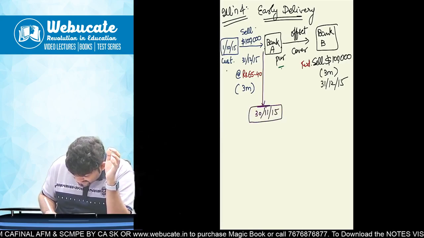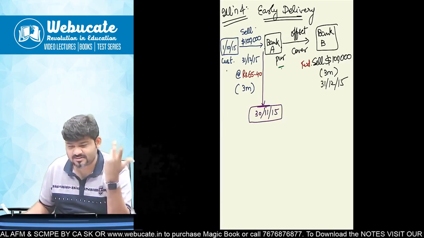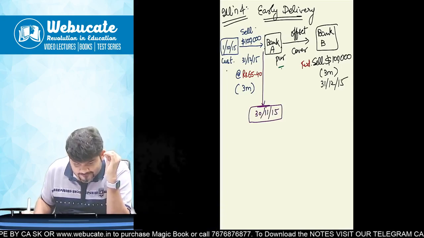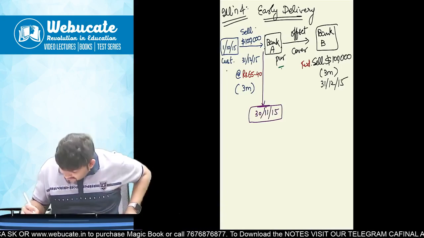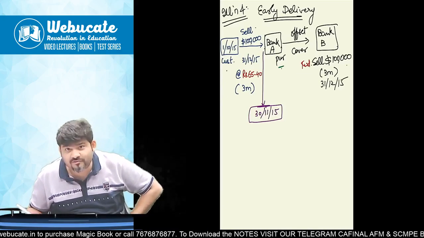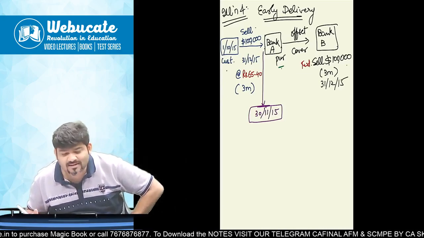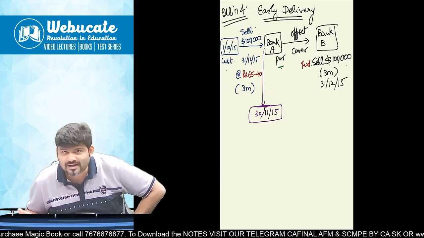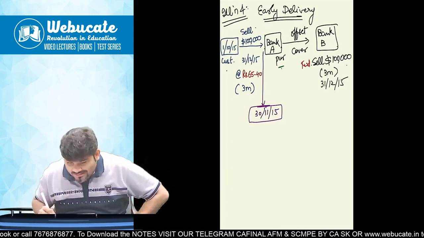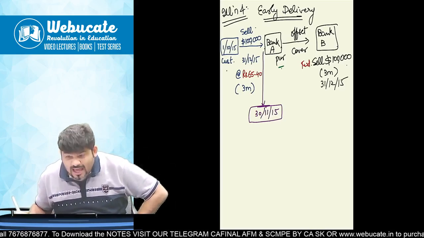And he says, please, take delivery. You can't do anything. Vani is asking, sir, what is the forward rate at which bank A will sell? What is the forward rate of forward sell? They have not given. Can't help. It's okay. Okay. Chalo. Now, on 30th November, what is going to happen?